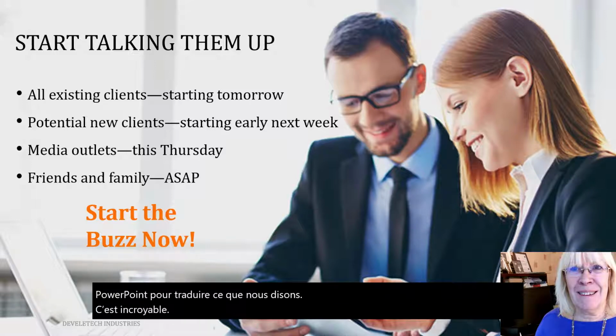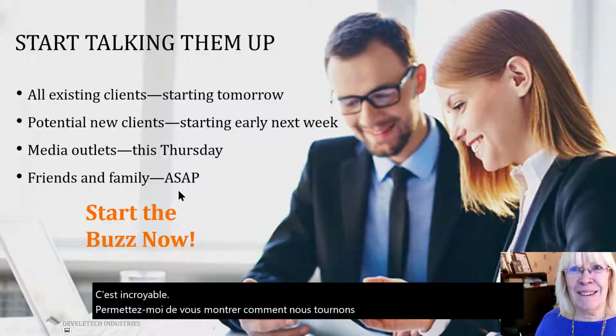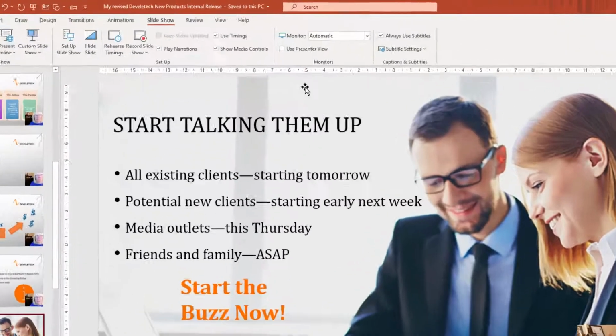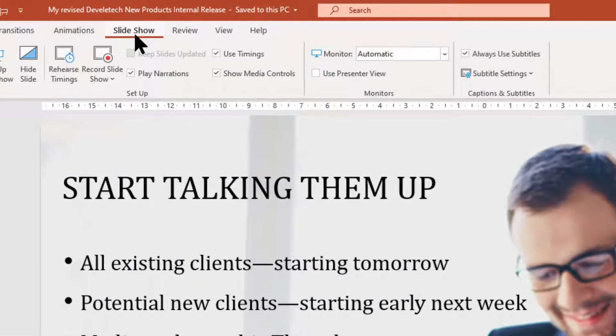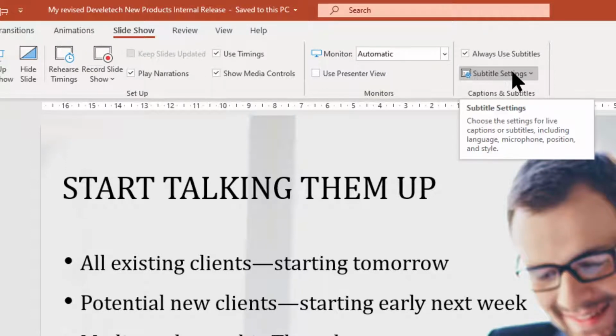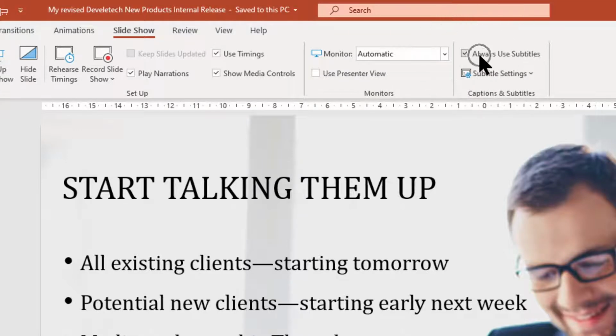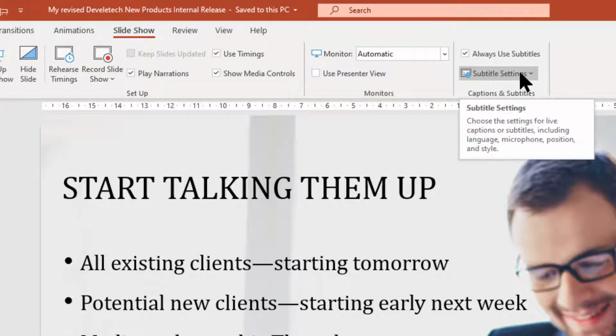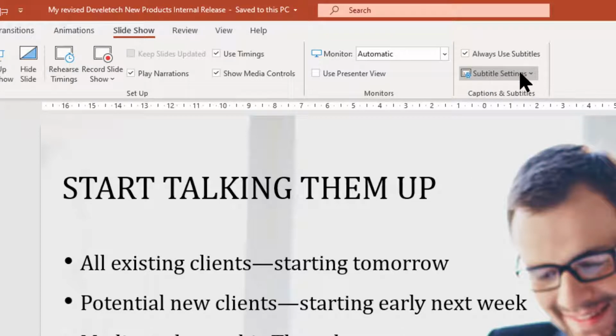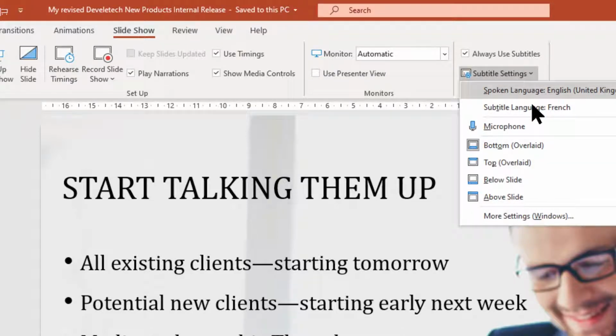Let me show you how we turn the settings to do this. It's up here. I'm on the slideshow ribbon, just here. And I've gone over to my tick box here, always use subtitles. And I've used the subtitle settings here and asked for the subtitle language to be French. Okay, so let me just prove to you that this works.